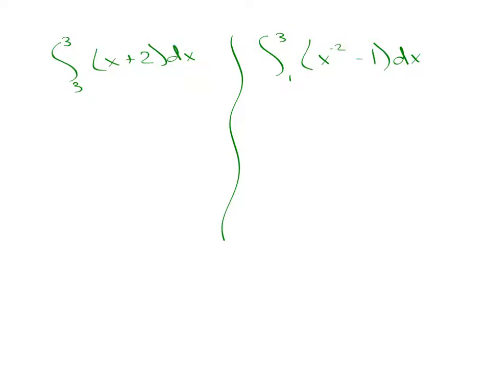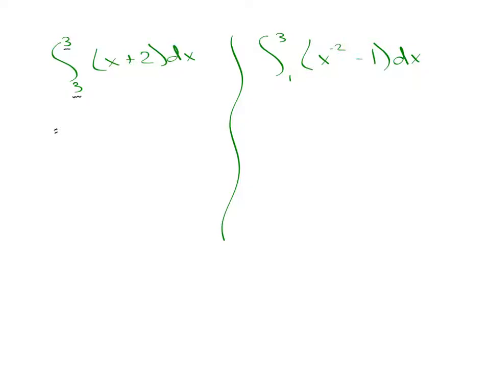We will look at two examples on this next slide. This first example is kind of interesting in that you're going from 3 to 3. So it's the integral from 3 to 3 of x plus 2 dx. And we'll see what that looks like in the answer as we go through it.